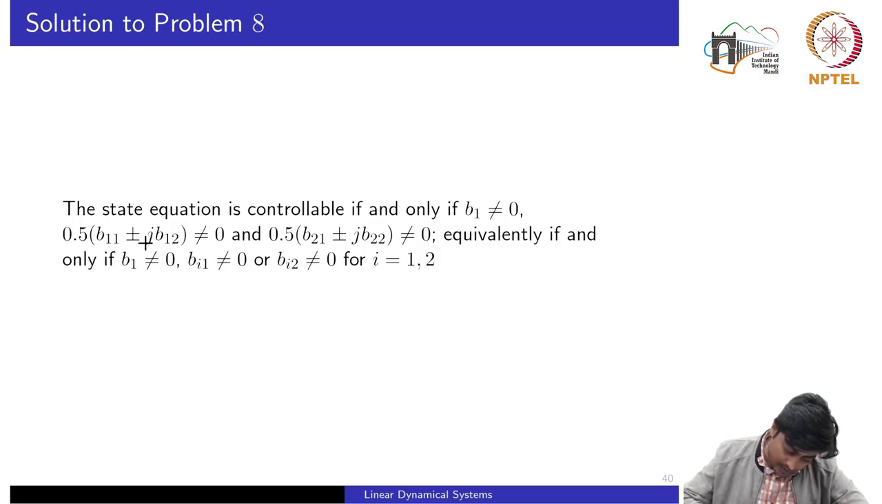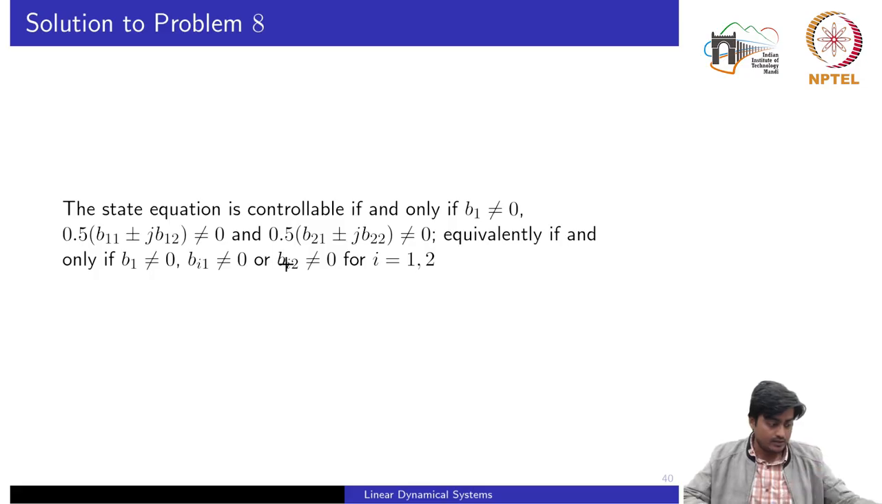So you would notice the state equation is controllable if and only if B1 is not equal to 0 and these two parts are also not equal to 0, which is equivalent to saying that B1 is not equal to 0 and each of the B parts associated with the eigenvalues are also not equal to 0. Okay. So this is another good test to check controllability: if it is possible to compute the modal form, then by looking only at the B matrix, we can comment directly on the controllability, or you compute the rank of the controllability matrix.